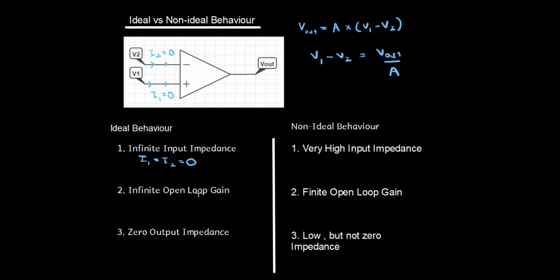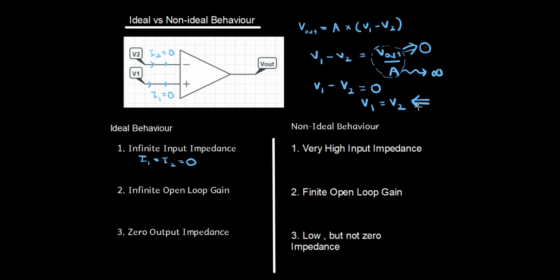So infinite open loop gain, which is A. As this quantity A approaches infinity, what would happen to the right hand side of the equation? The right hand side becomes zero because V out is divided by an extremely large value. V out is divided by infinity, which causes the right hand side to be equal to zero, right? So as the right hand side approaches zero, we can say V1 minus V2 is equal to zero. As a result, V1 is equal to V2, right?